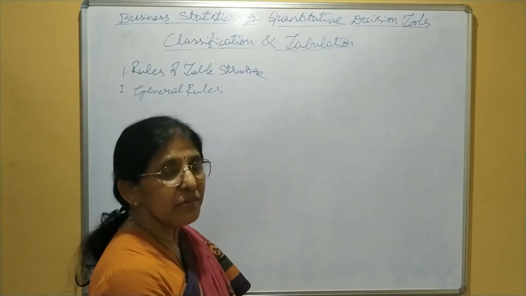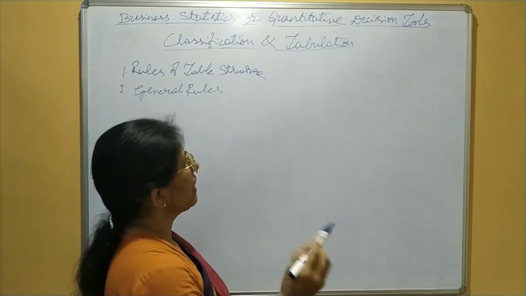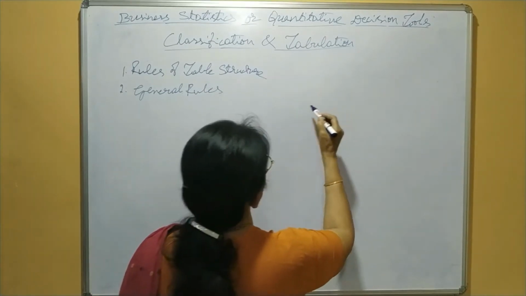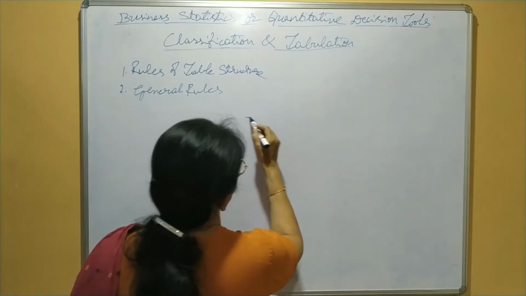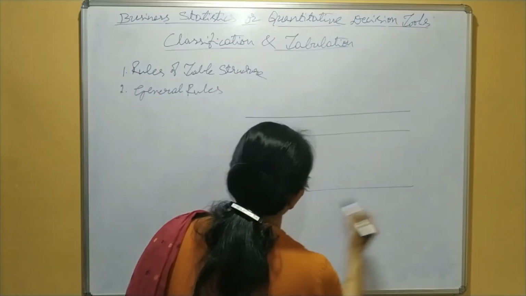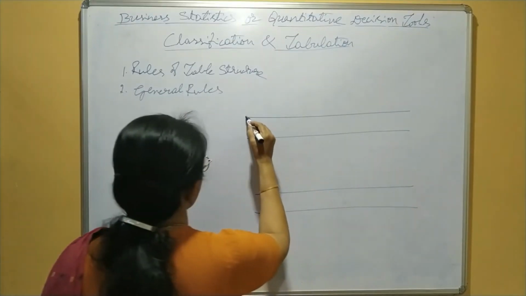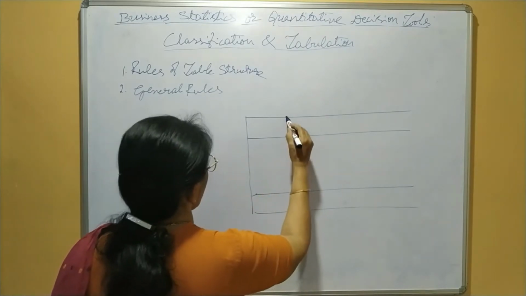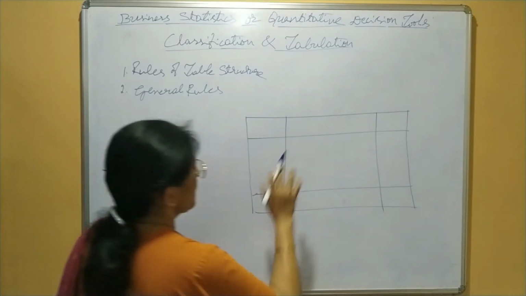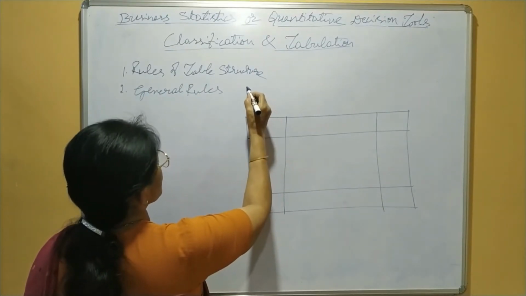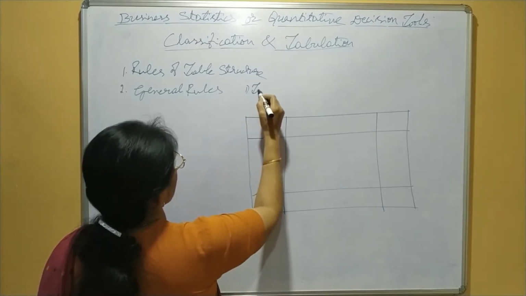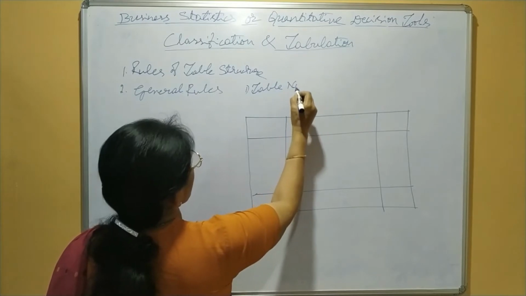Here, when you prepare the table, one has to follow certain rules of table structure. They are: now it is the table. Now first rule is, for each and every table there should be a number, that is table number.